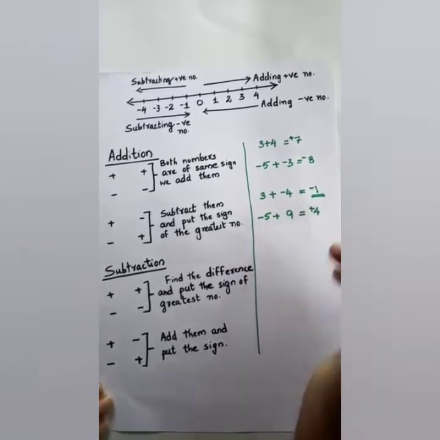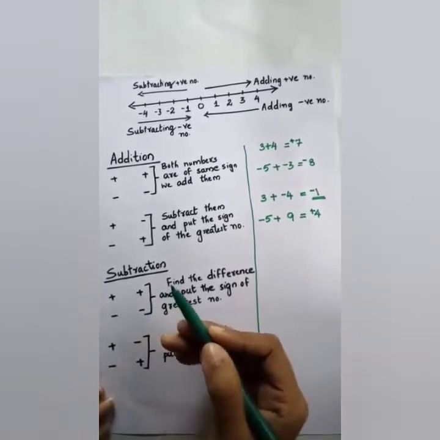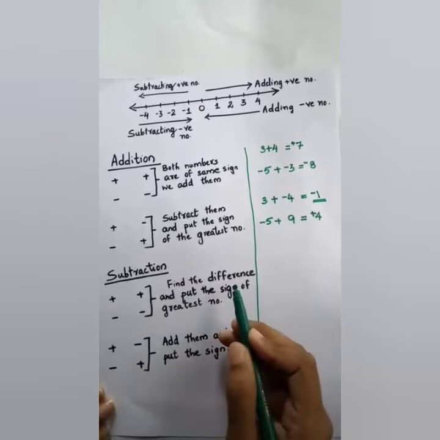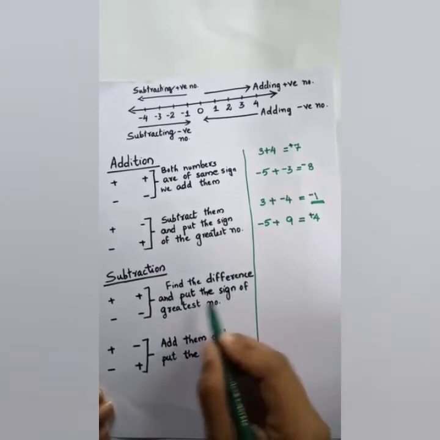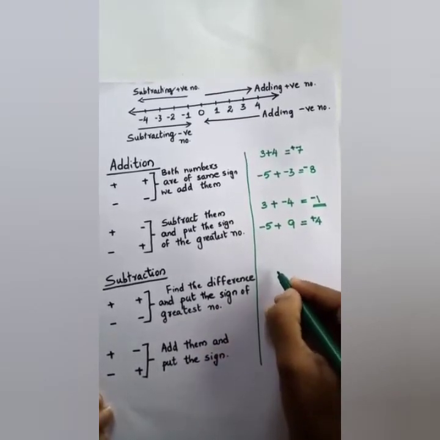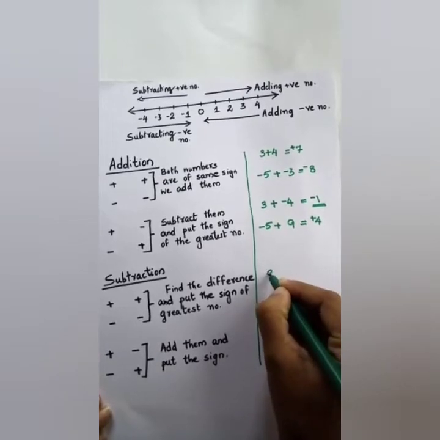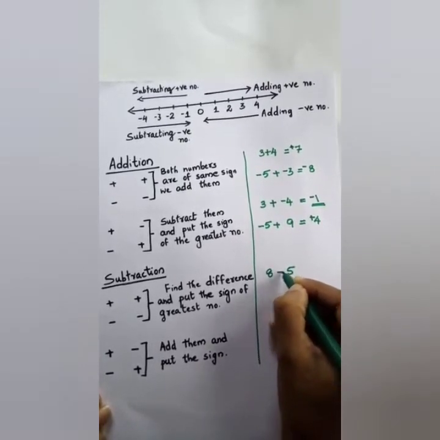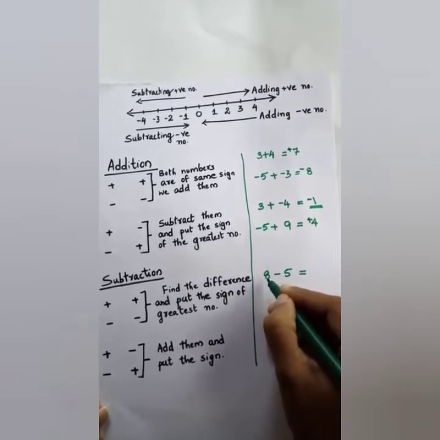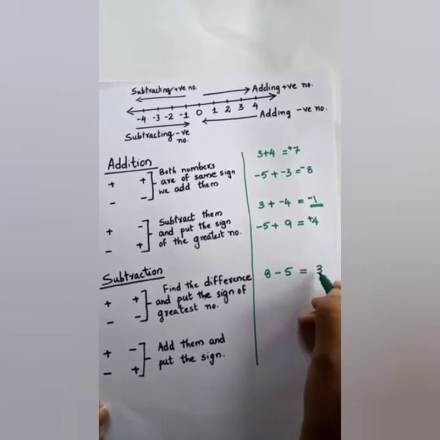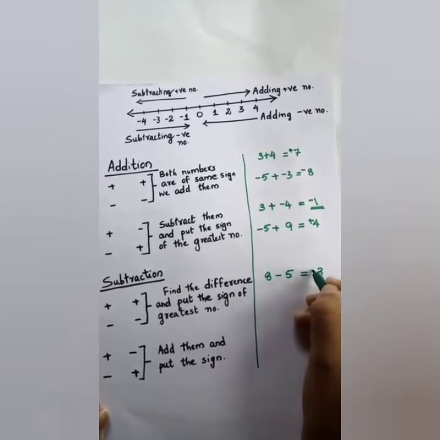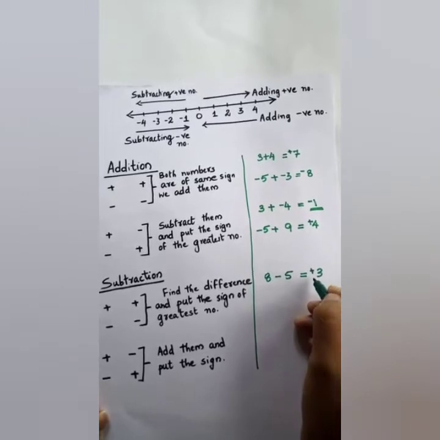Now, let us move on to the subtraction of integers. If both the numbers are of the same sign, we have to find the difference and put the sign of the greatest number. We'll do an example. Consider the numbers 8 and 5. If we are subtracting this, what do we have to do? We have to just find the difference. 8 minus 5 will give the answer as 3 and the sign will be of the greatest number, which is 8. The sign is plus. So we'll get the positive sign here.